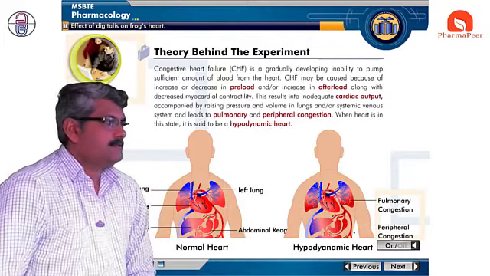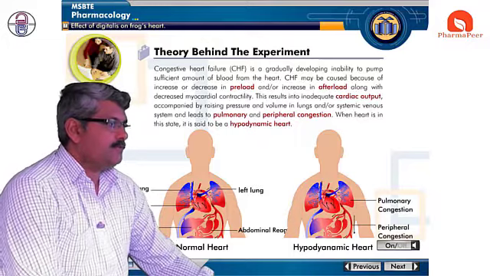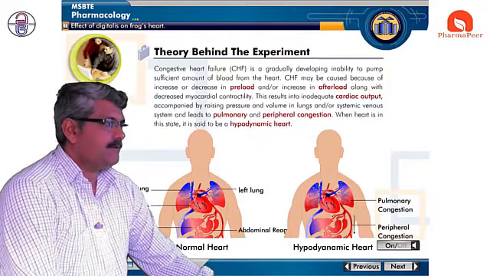What do you mean by CHF? It is also called CCF. So what do you mean by CCF and what is meant by CHF?